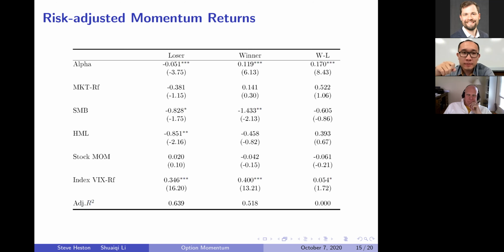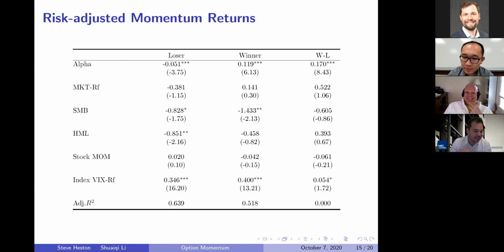Christian here. I want to continue on this question. I would be careful about calling this an anomaly. That was Dima's word, not Shuaiqi's. No, I know. But I think there might very well be a risk-based explanation, and controlling linearly for other factors of risk might not capture what's going on in option markets. That's just my 2 cents comment.